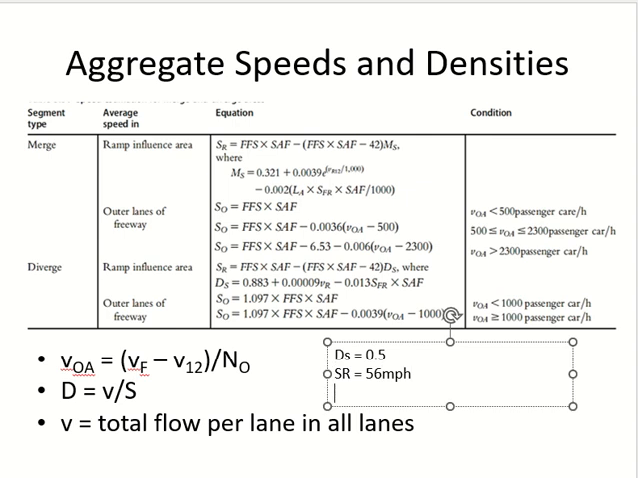For the outer lanes, you can have this condition or this condition, depending upon V of the outer lane. V of the outer lane in our case is 2,700, right? So we are here. We'll use this equation. You already know everything. VOA is 2,700.